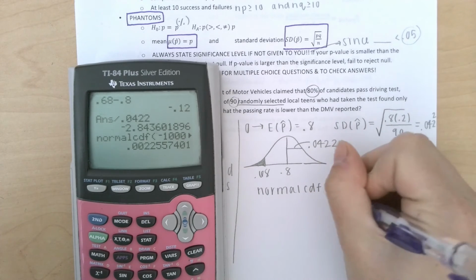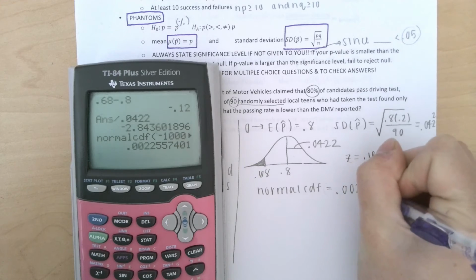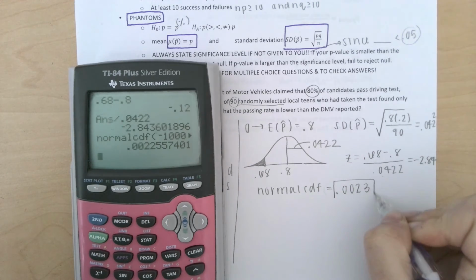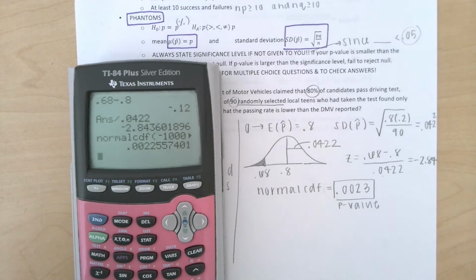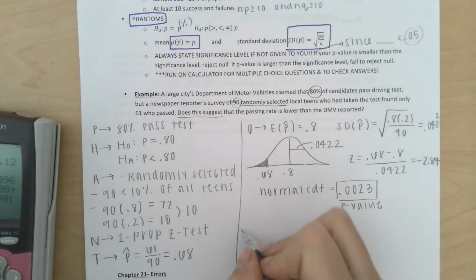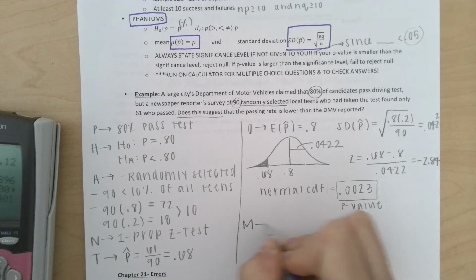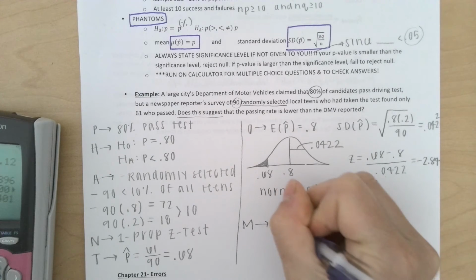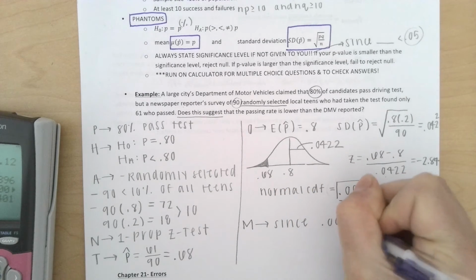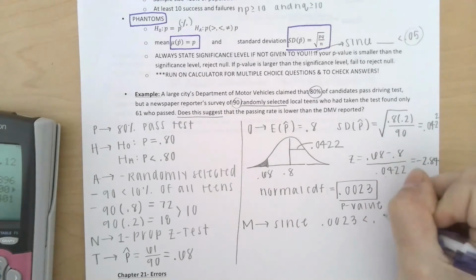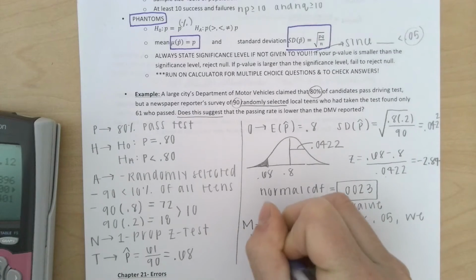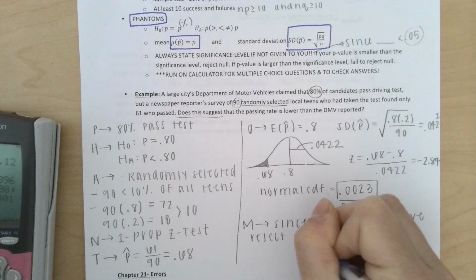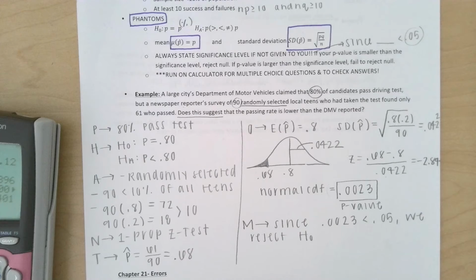So this gives me 0.0023. This value right here is our p-value. Okay, next up, I'm making a conclusion. So since the 0.0023 is less than 0.05, we reject H naught. P-value is small, so we reject the null.